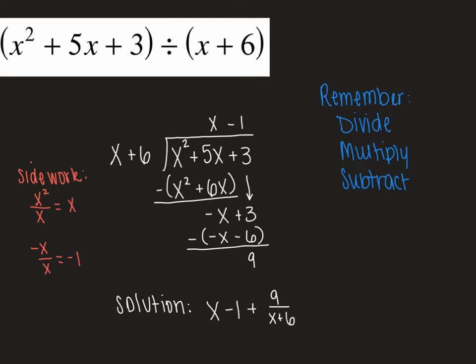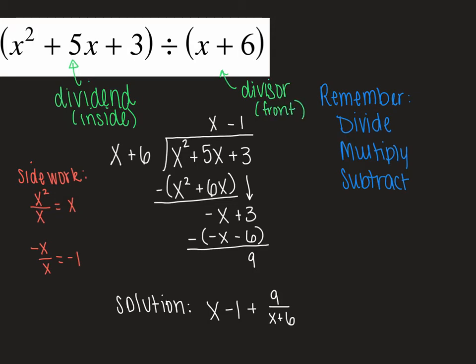Okay, so here's our first example, and it's done out for us. In this example, you can see right up here a little extra information that you might have forgotten. This is the dividend, and that's what's going to go on the inside. And then we have our divisor, and that's going to go in the front. So we have the inside and then we have the front.